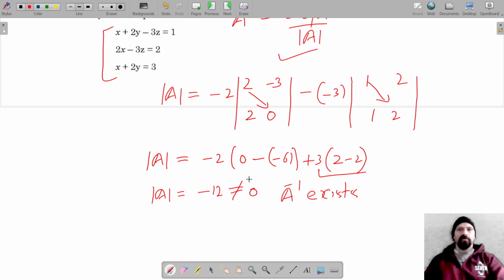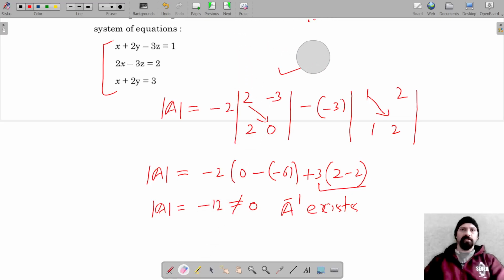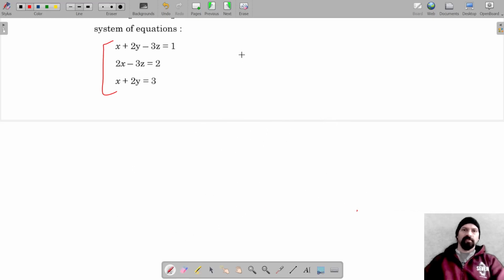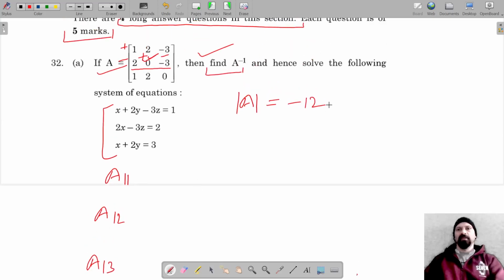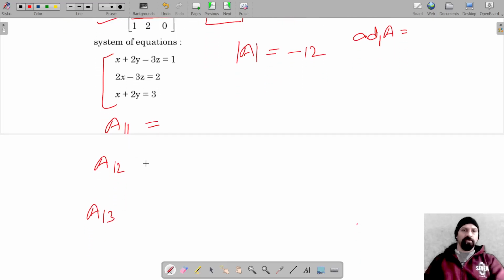Now let's find the adjoint of A. I have the determinant of A, which is negative 12, so let me write it here. Now I'm going to find the adjoint of A, for which let's find the cofactors A11, A12, and A13. This is where I'm going to write the adjoint of A.